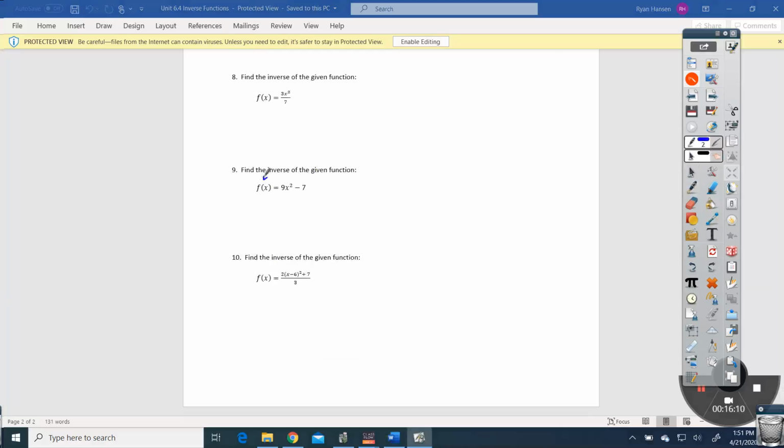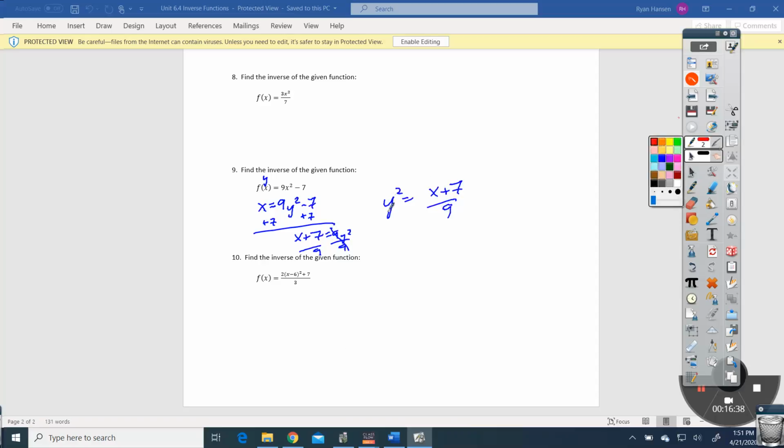Let's do 9 first. That's y. Swap the x and y, so x equals 9y squared minus 7. Now solve for y, so we're going to get rid of the minus 7. We add 7 to each side. So x plus 7 equals 9y squared. Divide by 9. So y squared equals x plus 7 divided by 9, because the 9's canceled off. Now to get rid of the squared, we take the square root of each side. So y equals the square root of x plus 7 over 9. So that's our inverse.